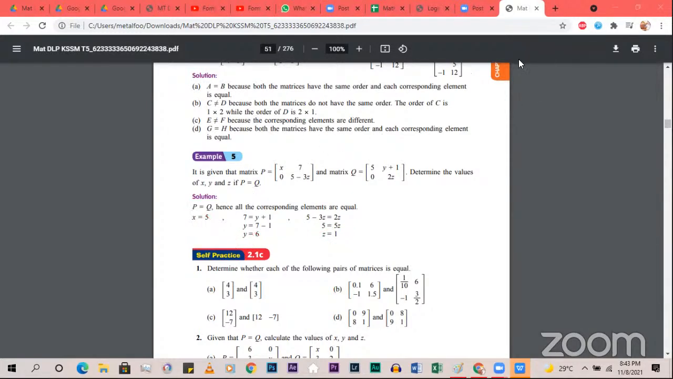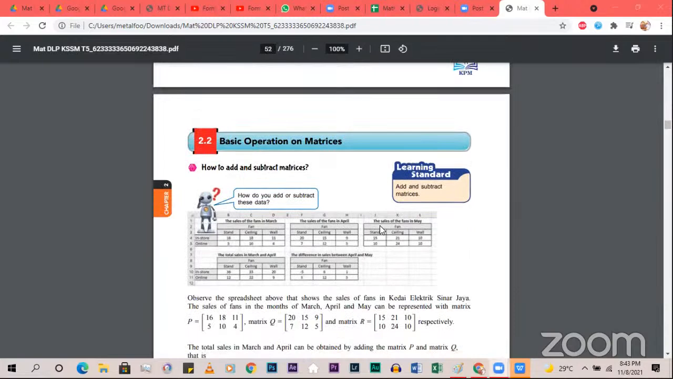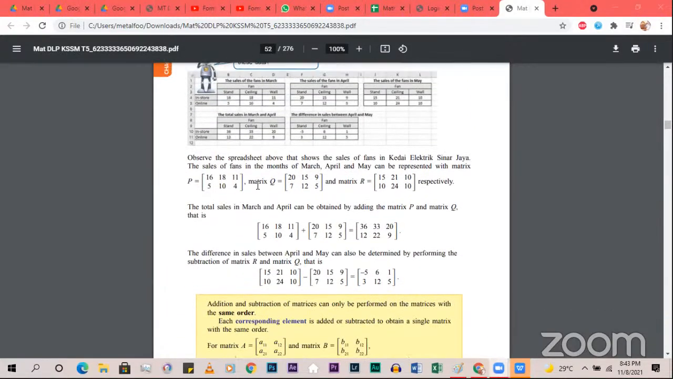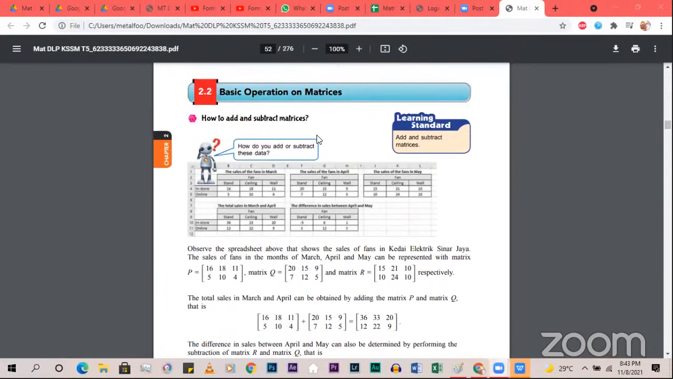This part isn't that important. And this is the basic operation of matrices: how to add and subtract matrices. This one is more important. It will come up in the exam.